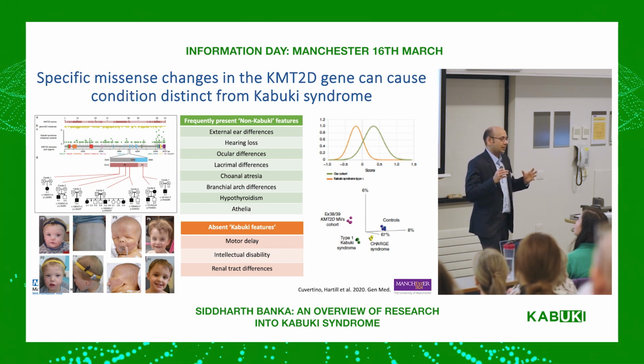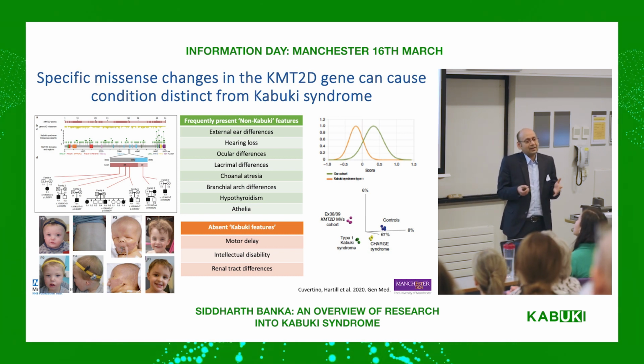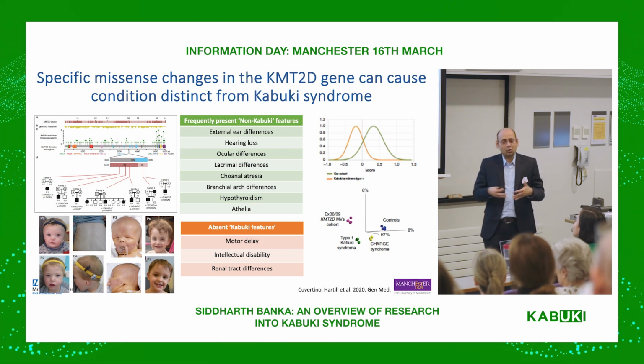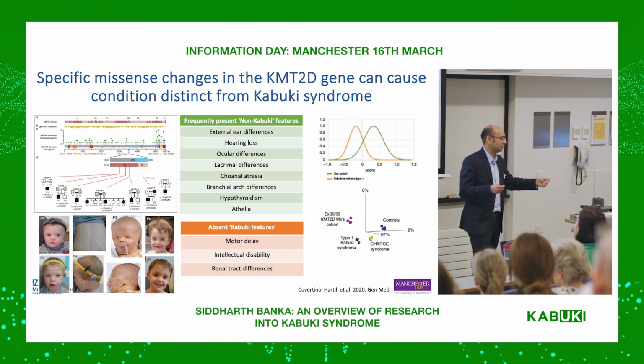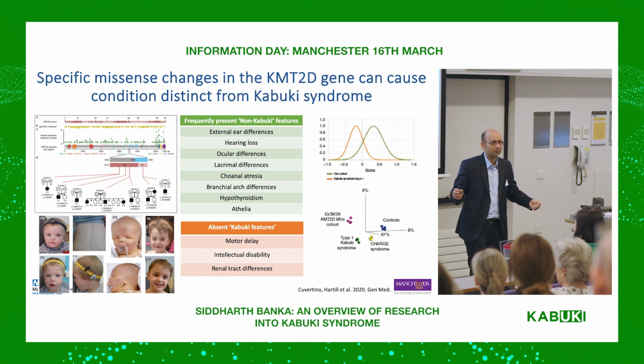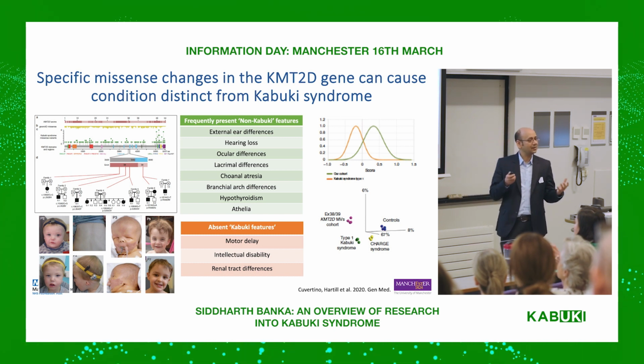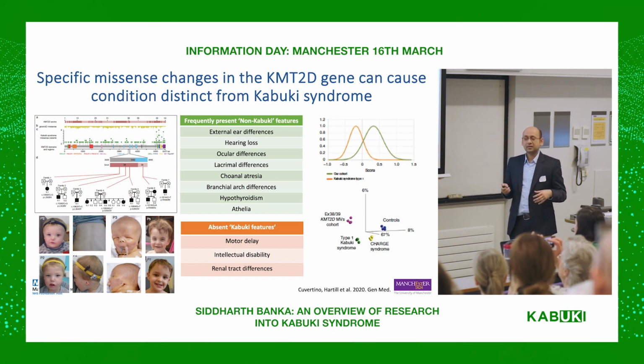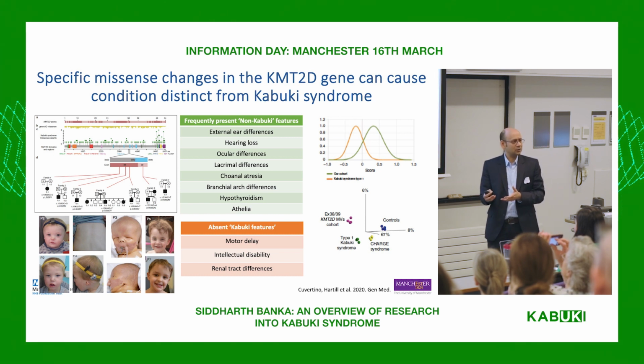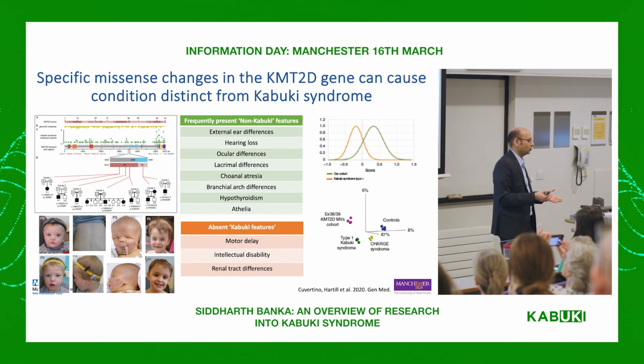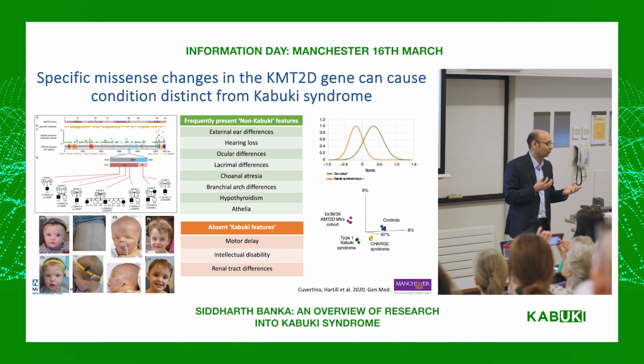So there are certain changes. I kind of almost gave it as the gospel truth that if you've got a KMT2D mutation, then you have Kabuki syndrome. But there are certain changes that we identified where patients had KMT2D mutations, but they didn't have Kabuki. So how does that work?